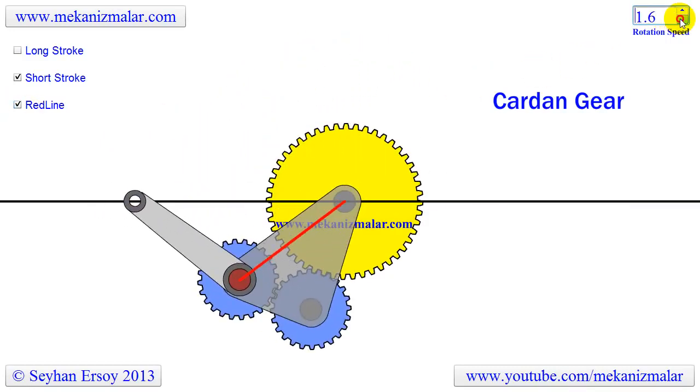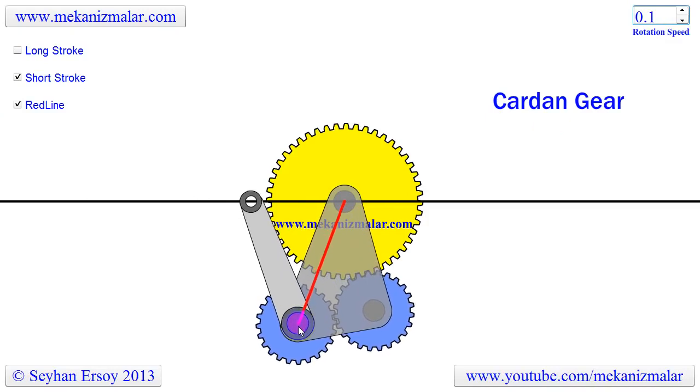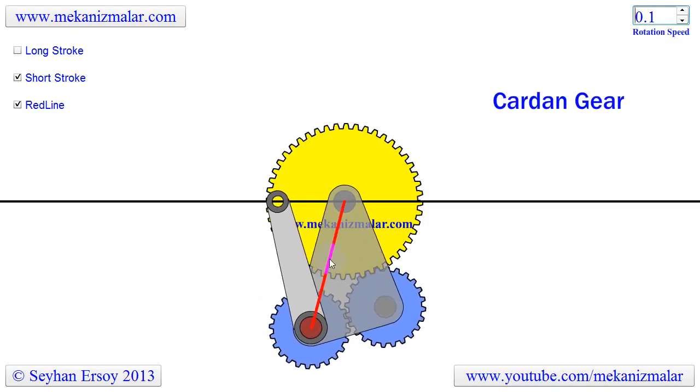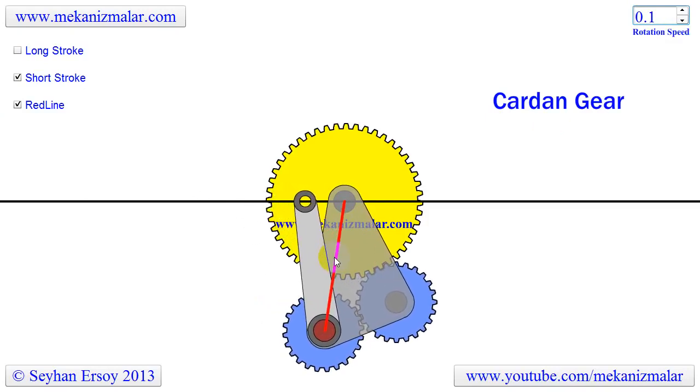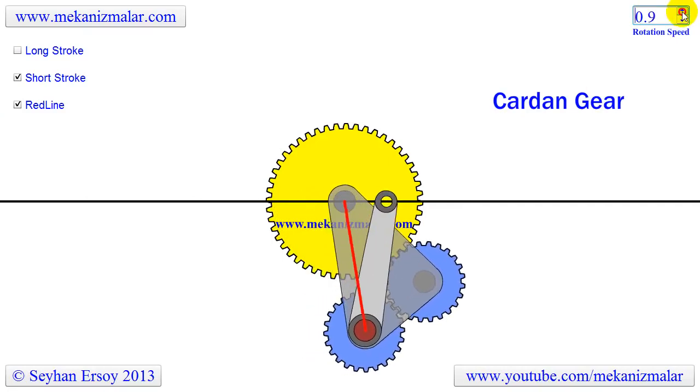Here the red line length is equal to the distance between the center of the large yellow gear to the center of the outer small gear. If this distance is equal to d, then the tip of the arm travels 4d for each revolution of the triangle block.